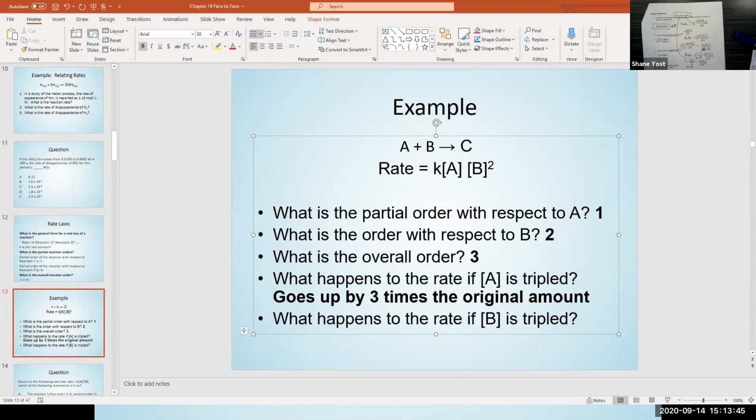Right? It goes up by 3 as well. It is tripled as well. I could say the rate is tripled as well, and we get that from the rate law. If the concentration of A is tripled, then the rate is tripled. So let's write this out so we can show it more explicitly.